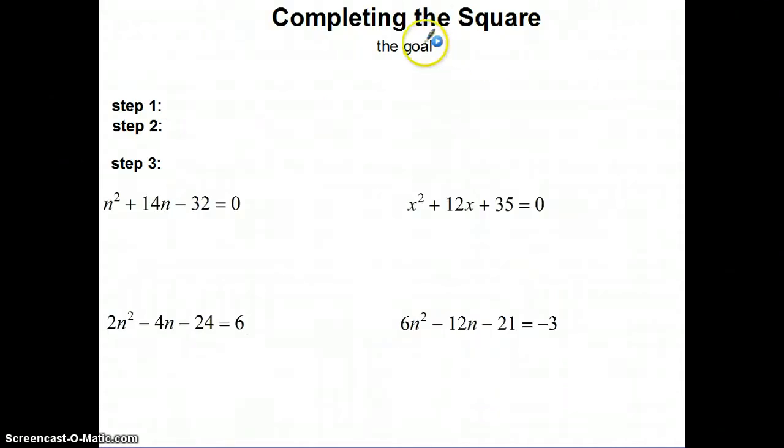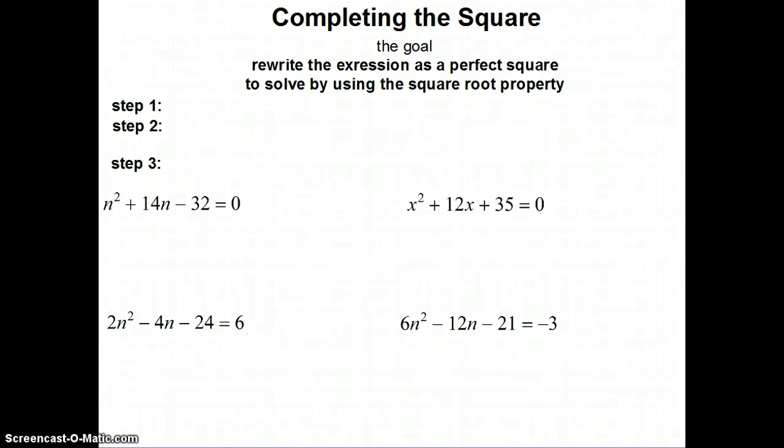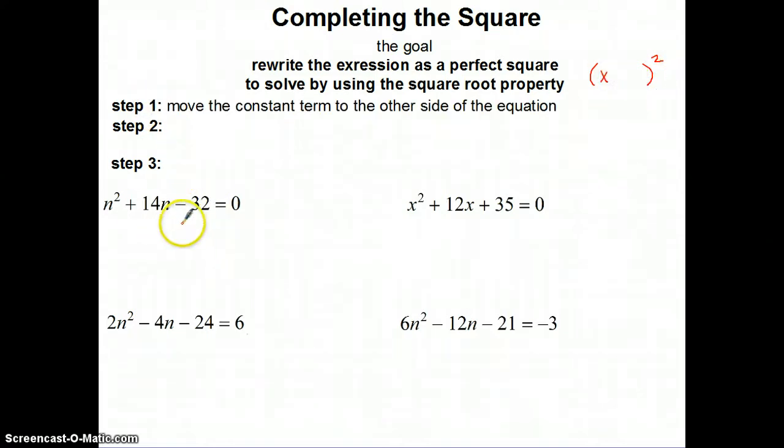This again is still review. Please remember our goal is to rewrite the expression as a perfect square. So just like on the last page, our goal is to rewrite it as x plus or minus something all squared. Step 1, move the constant term to the other side. So I add 32.